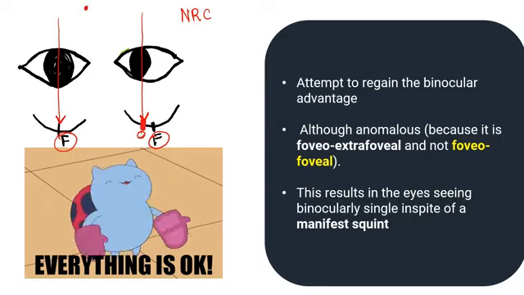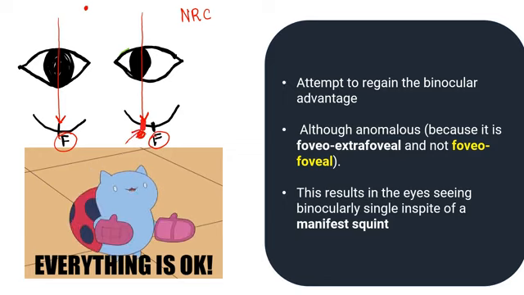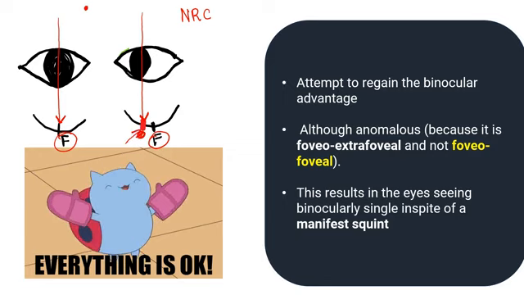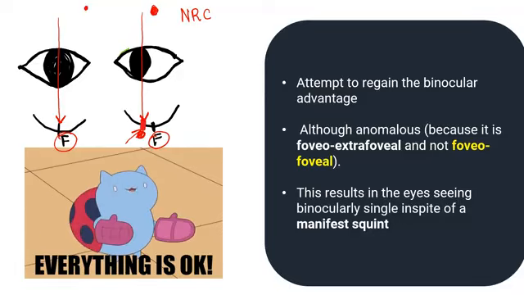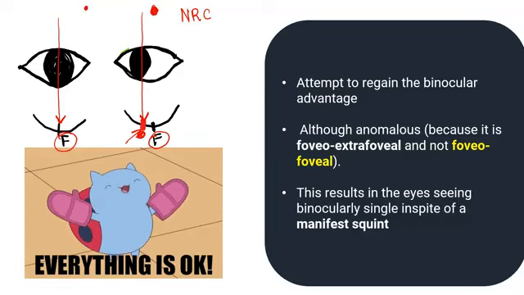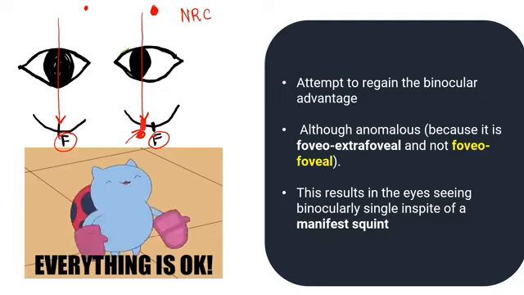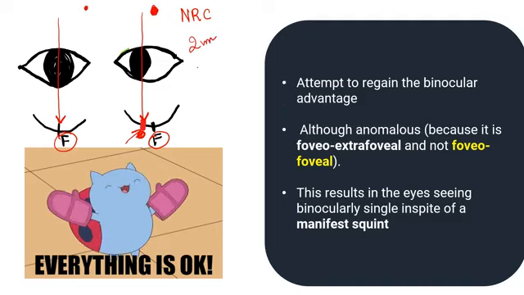But this point here is not going to have the same subjective visual direction to the fovea, and therefore the image is going to be localized somewhere else, right? Somewhere temporally. That is the reason why in such a patient, if there was a normal retinal correspondence, you are going to see two images and the patient will complain of diplopia.